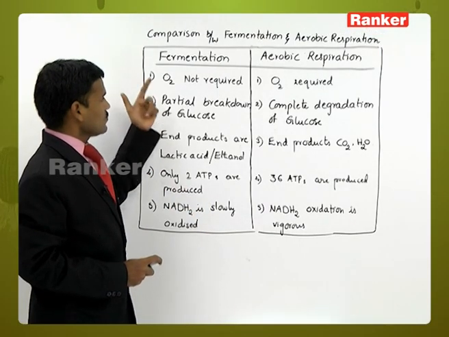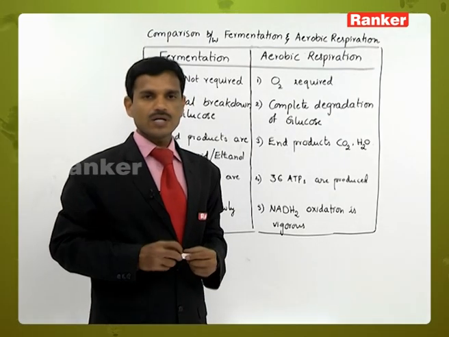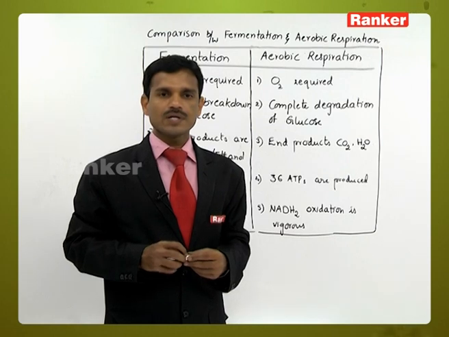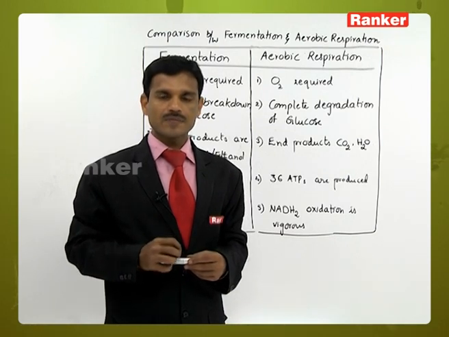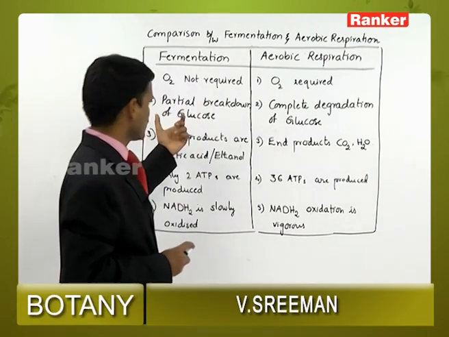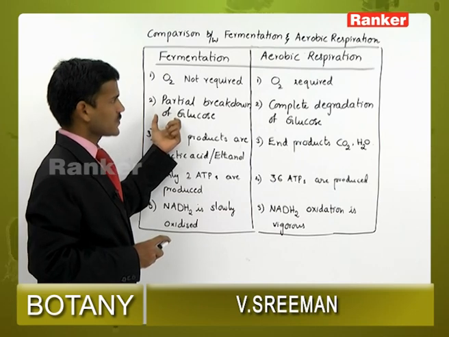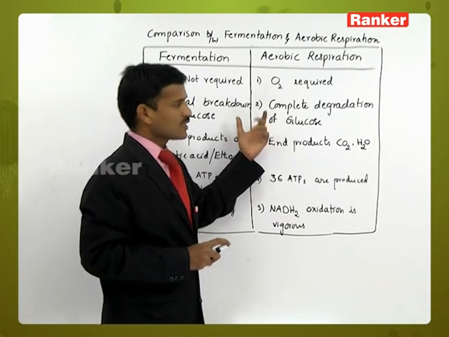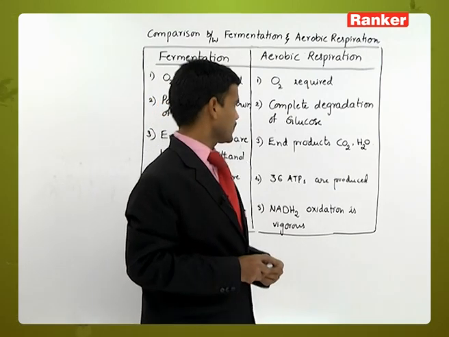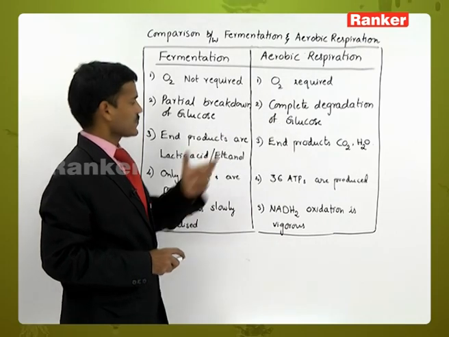Next, in fermentation, only the glucose is partially oxidized. The glucose is oxidized into lactic acid, sometimes ethanol and carbon dioxide. So it is a partial oxidation or partial breakdown of glucose. But in aerobic respiration, the glucose is completely oxidized into carbon dioxide and water. It is completely degraded or completely oxidized.